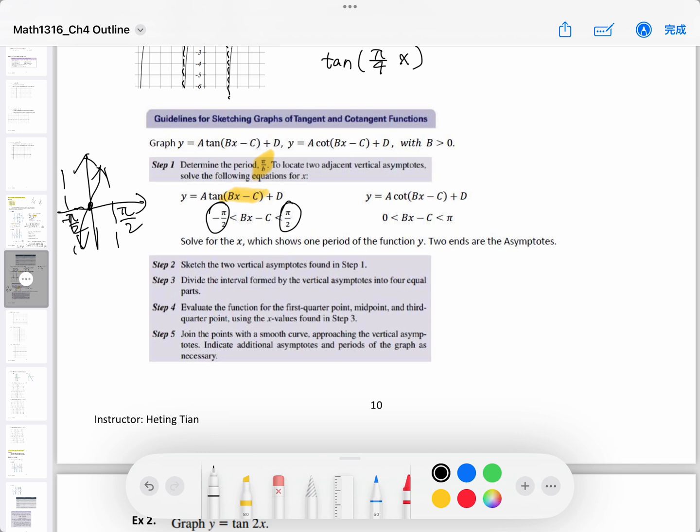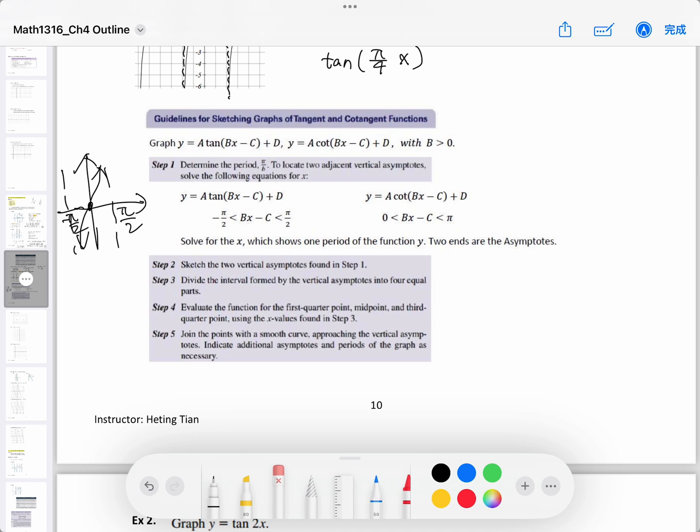And how about the cotangent? For cotangent bx plus c, let's put bx plus c between 0 and pi, because I have learned that for cotangent, one full cycle is from 0 to pi. That's the reason we put bx plus c between 0 and pi. And then we need to solve for x. After finding the x values, this is a new full cycle of the function.